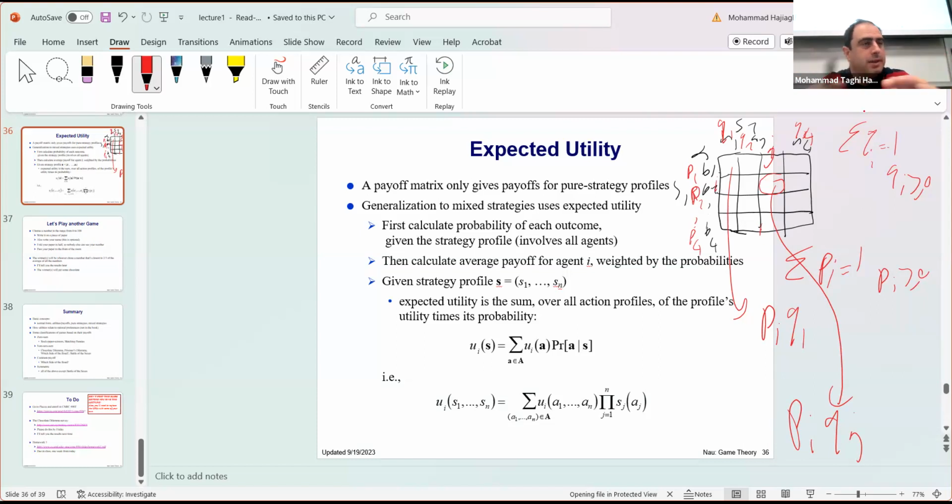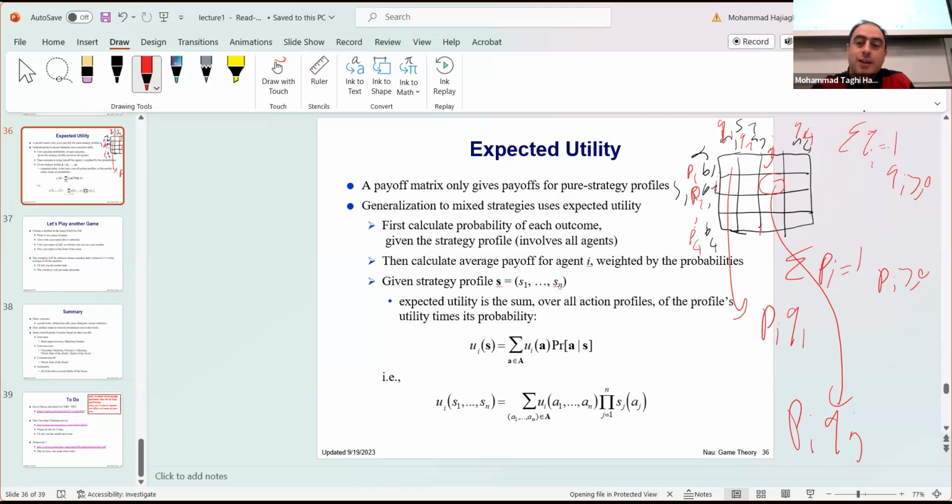And again, this is for 2 players. You can have a cube essentially for 3 players and so on. The sum over the whole cube would be equal to 1. So there is a landing probability. What is the probability that we are landing in this cell? We can compute it because we can just multiply the probabilities.